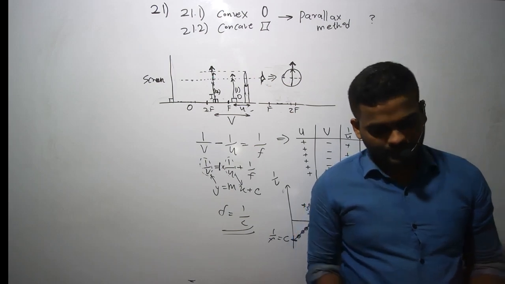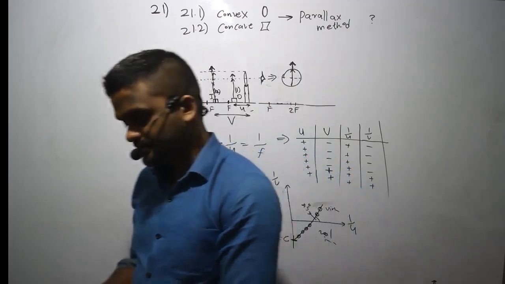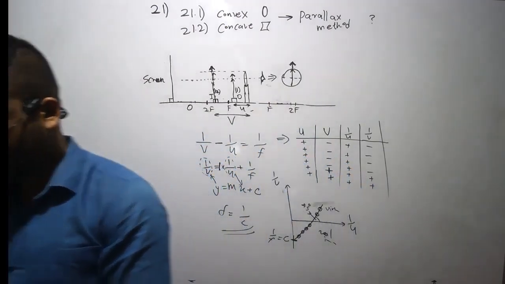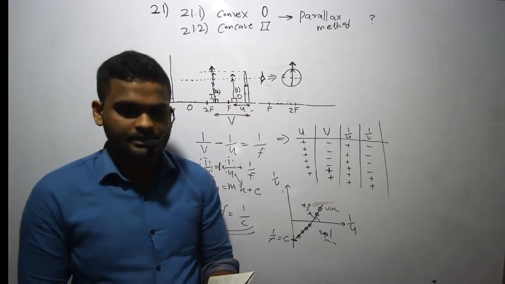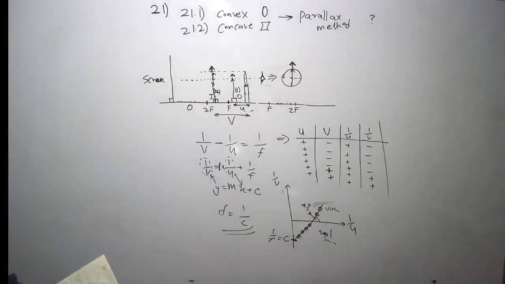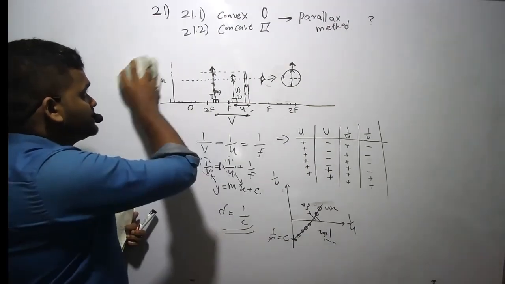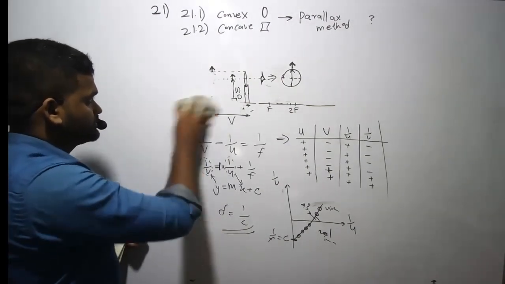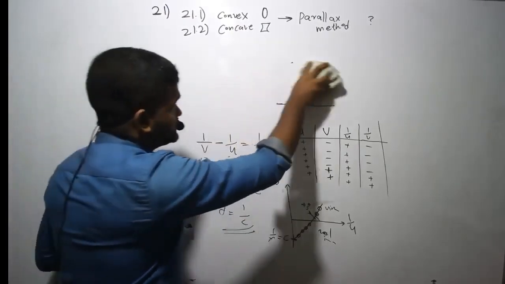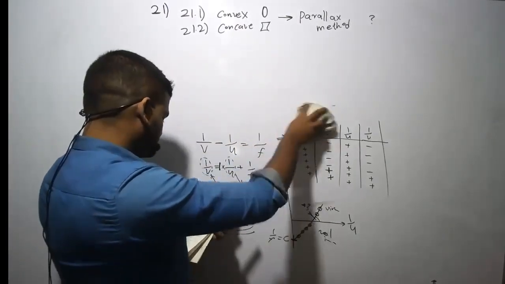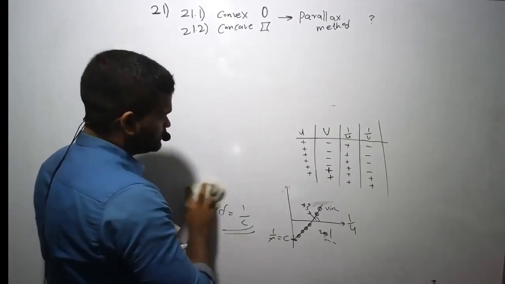When observing real images, the eye is placed at a considerable distance. Eye is placed at a considerable distance, full stop.